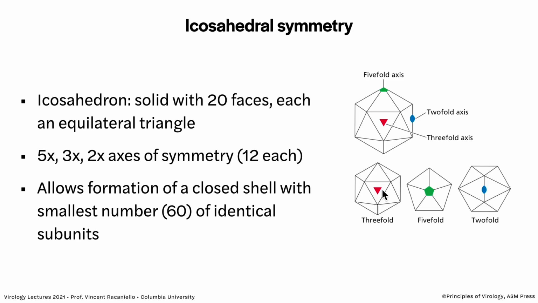It turns out that an icosahedral symmetry allows the formation of a closed shell with the smallest number of identical subunits. You can build the smallest virus particle with 60 copies of the same protein repeated, and no other platonic solid can do that. So this is what we think is why this kind of symmetry has evolved to be the way many of these viruses are built.